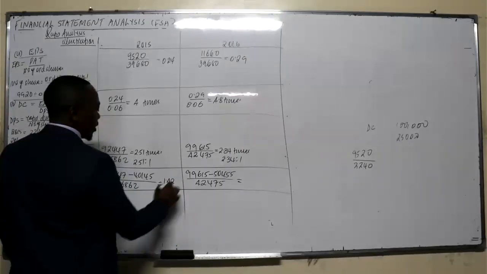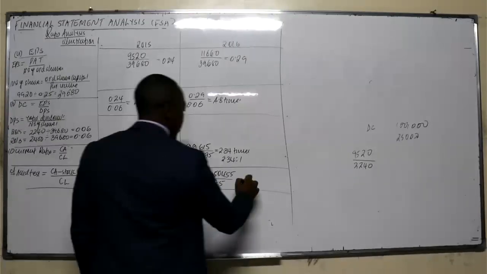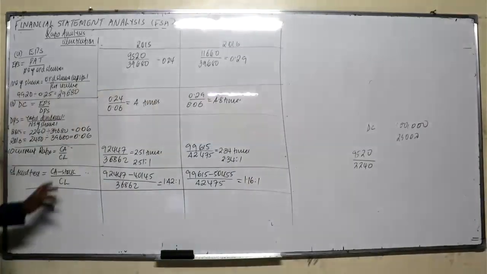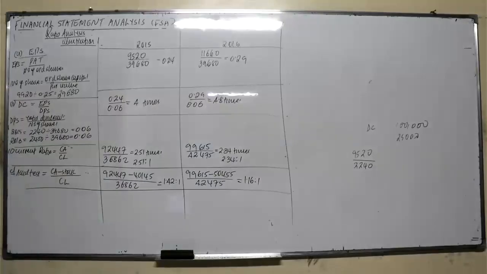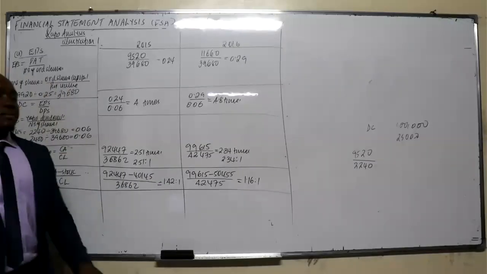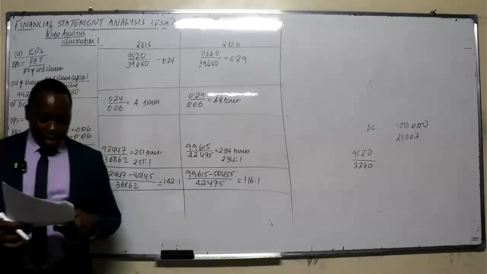1.42 is to 1. This one is? Wow. Yeah. For the quick ratio, the recommended ratio is 1:1. But in this case, we are above 1. So that means in terms of liquidity, we are doing well. Good.